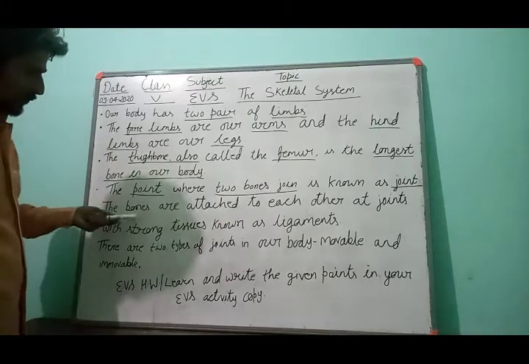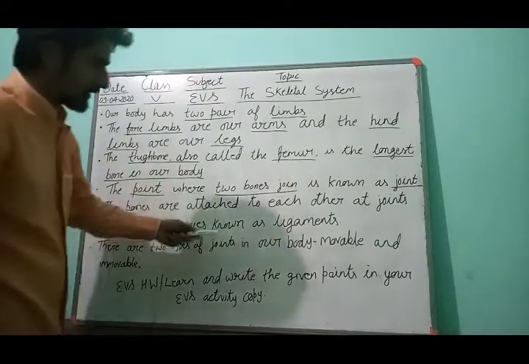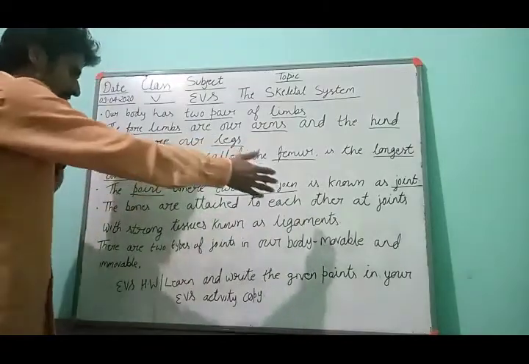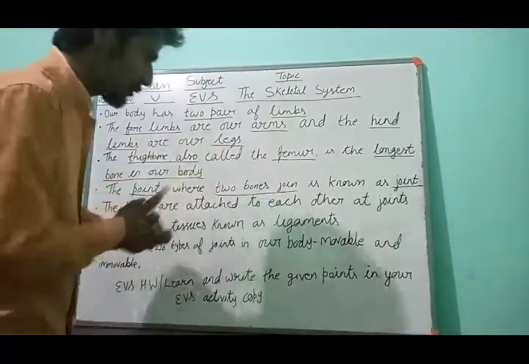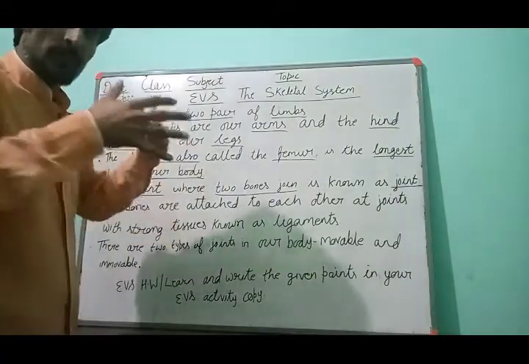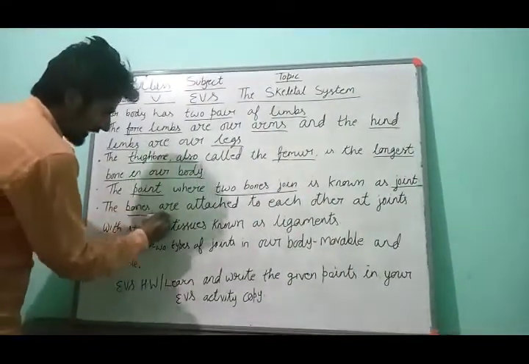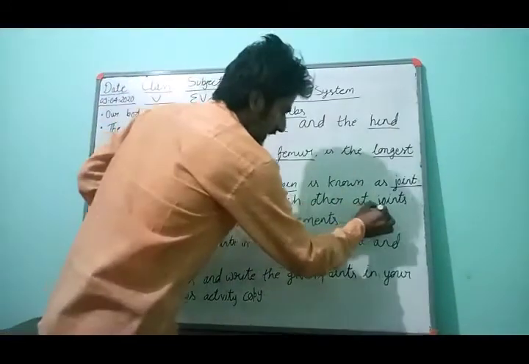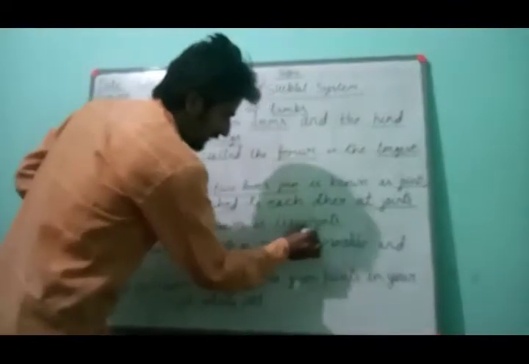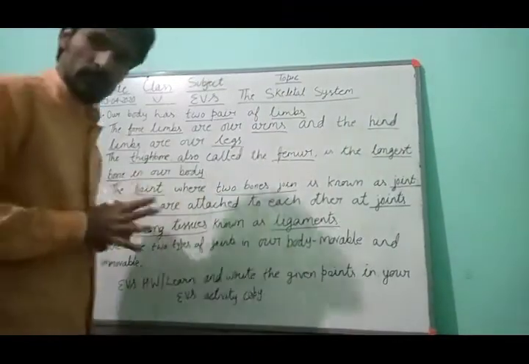Next point, the bones are attached to each other at joints with strong tissues known as ligaments. Where the bones are joined together, there a tissue works to make them attached and fixed. That is known as ligaments. So where the bones are attached, that place is a joint, and the strong tissues that make them attached, strong and fixed are known as ligaments.